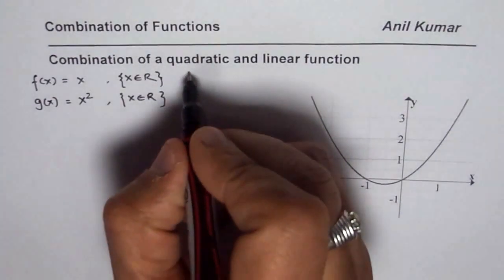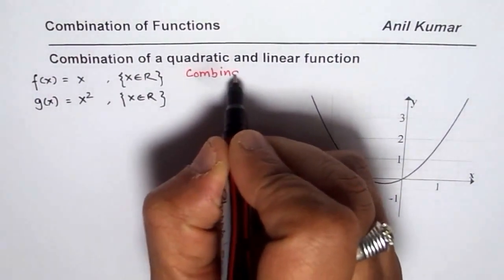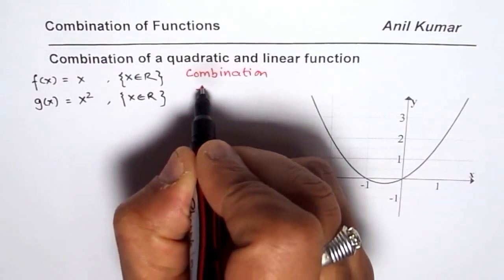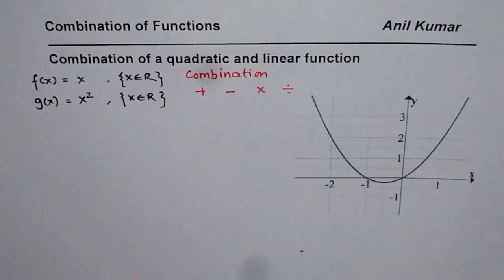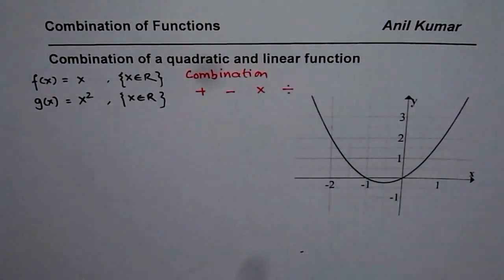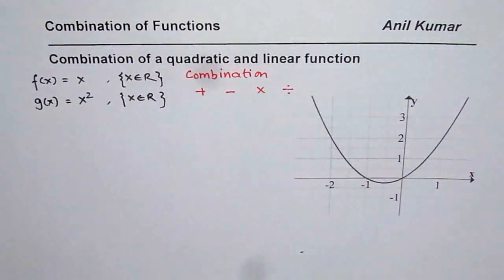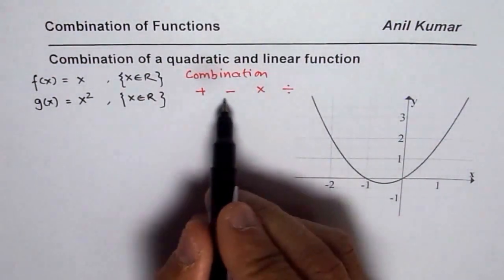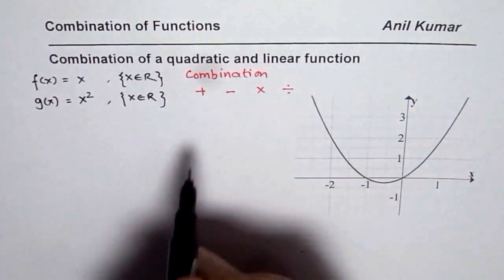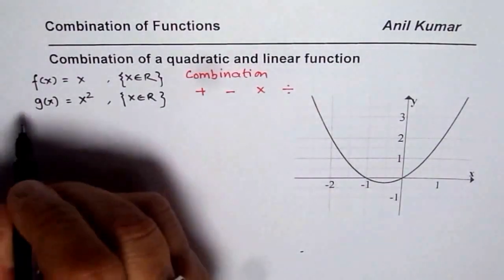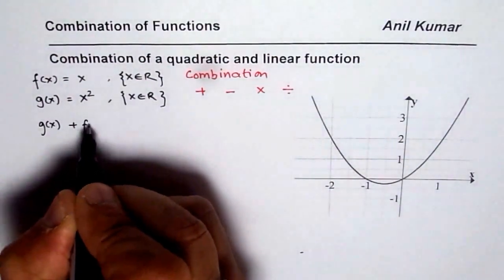So when we say combination, let me remind you what I mean. Combination means we can add them, subtract them, multiply them, or divide them. So that is what we're trying to do with these two functions, right? Now, if I add or subtract them, then what really happens? So let us discuss that part first. Let me write g of x plus f of x.